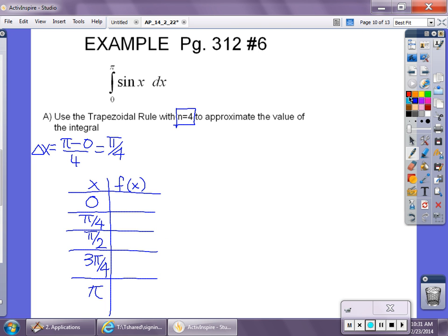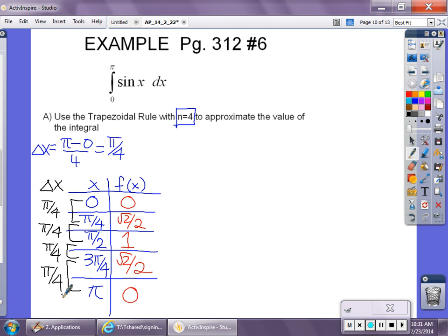my y values, the sine of 0 is 0, the sine of pi over 4 is root 2 over 2, the sine of pi over 2 is 1, and then the sine of 3 pi over 4 is second quadrant, which is still positive, so still root 2 over 2, and the sine of pi is 0. So we're going to use the fact that each of these would be my widths. Those would be my delta x's, which would be pi over 4. So every single one, how do I know that? Because the distance between each of these is pi over 4, and remember we actually calculated that at the very beginning.